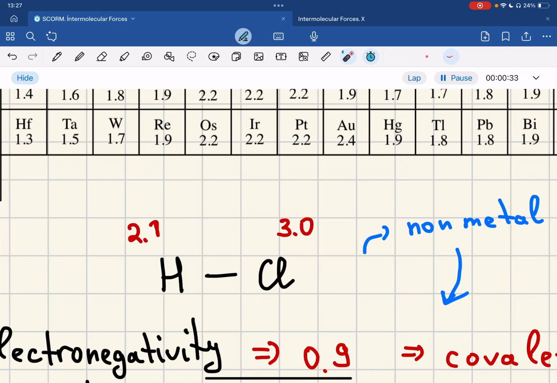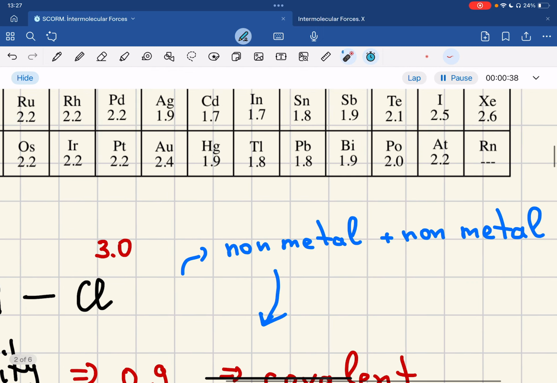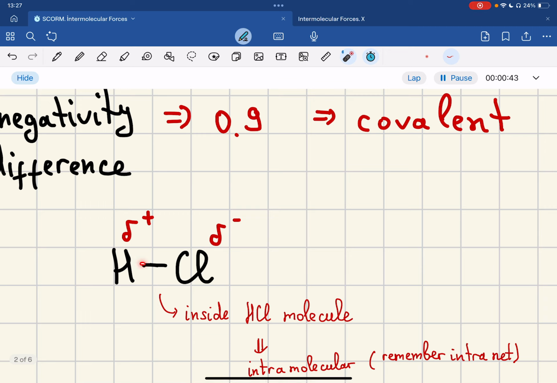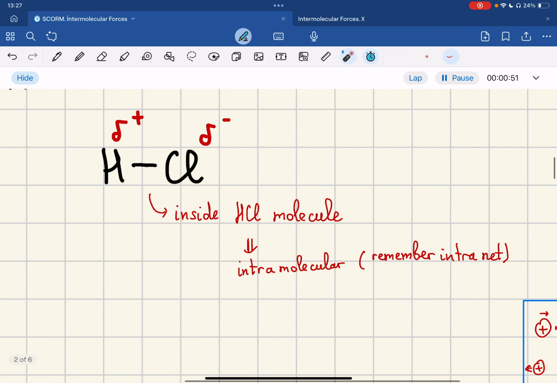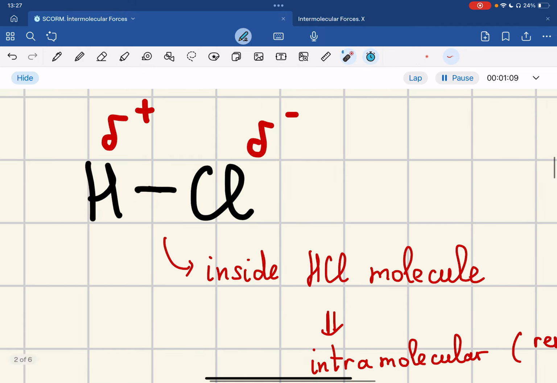So we can say this is a covalent bonding. Also, we know that covalent bondings are between non-metals and non-metals. In here, this bonding is inside one HCl molecule, so a hydrogen chloride molecule. So we say that this is an intramolecular force or intramolecular attraction. You can remember the word intranet. Intra means private, it's something inside. So intramolecular forces are the forces that are inside a molecule.